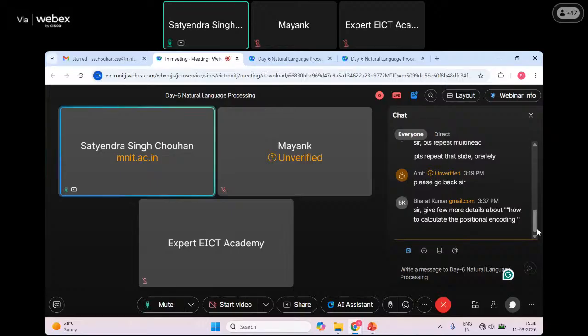Then give a few details about how to calculate. So for positional encoding, there are various mechanisms and various functions used. Functions like sine and cosine have been used. If you add unique vectors, based on patterns given by the sine and cosine functions, then you can distinguish between the positions of the words.